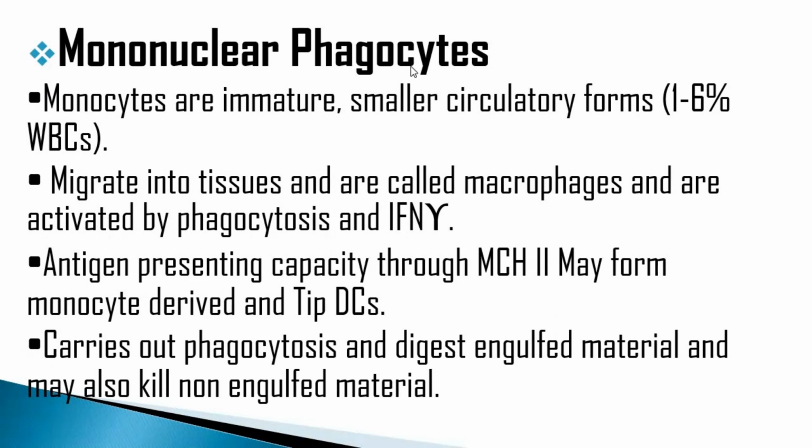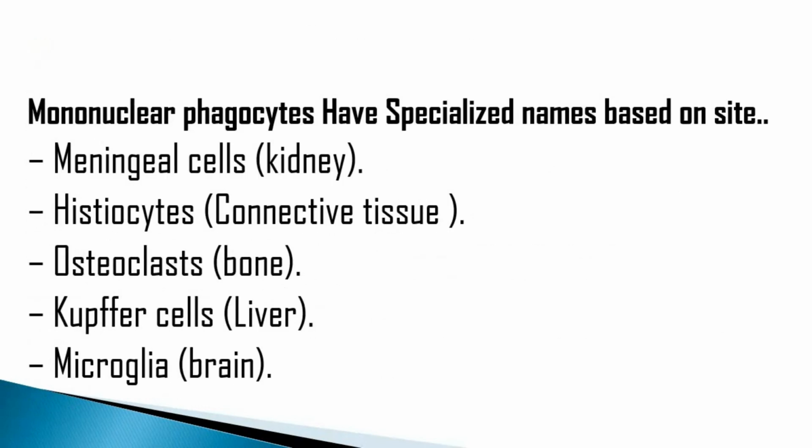Other cells are called mononuclear phagocytes, which are also called monocytes. So these monocytes will migrate into tissues and are called macrophages. They carry out phagocytosis and digest engulfed material and will also kill non-engulfed material. One specific thing about mononuclear phagocytes is that they will be called by a different name depending on where they are located. So those mononuclear phagocytes that are located in the kidney are called mesangial cells.